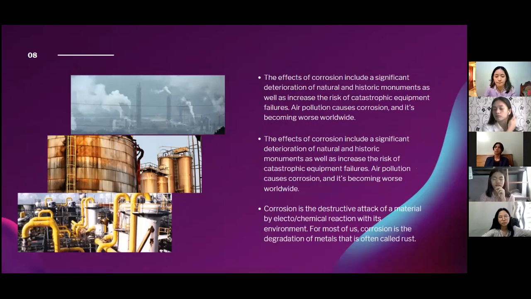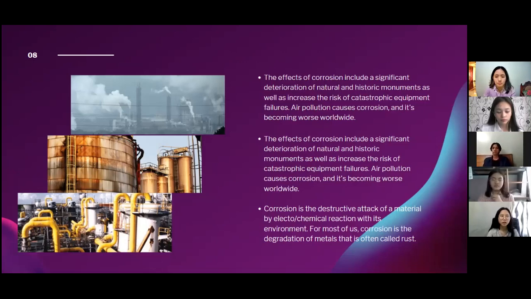Corrosion is the destructive attack of a material by electrochemical reaction with its environment. For most of us, corrosion is the degradation of metals that is often called rust. The corrosion resistance of any material depends on the environment to which it is exposed. The serious consequences of the corrosion process have become a problem of worldwide significance.